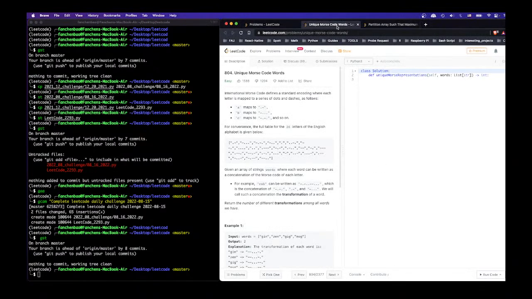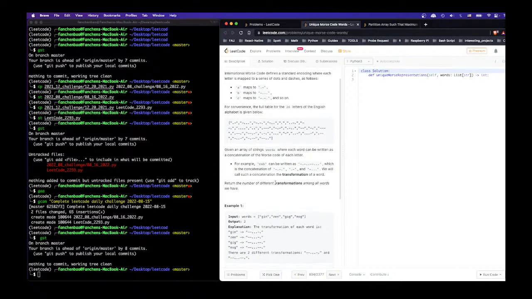And this seems to be new too. In Morse code, A maps, B maps, C maps. The full table of 26 is given below. Given an array of string words, where each word can be written as a concatenation of the Morse code of each letter. Cap can be, and that's C, and that's A, that's B, which is concatenation. Call such concatenation the transformation of a word. The number of different transformations among all words we have.